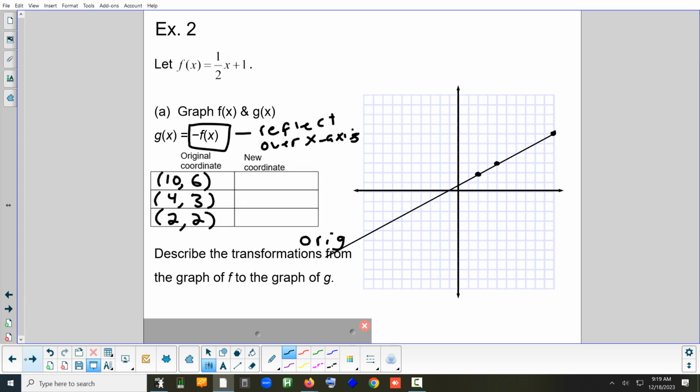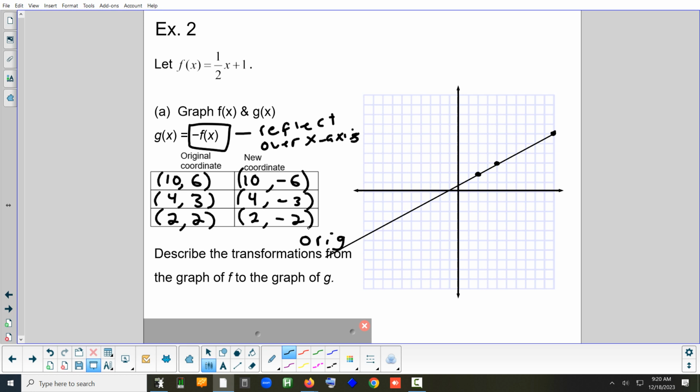So let's look at the problem. Which ones are the y values here? The 6, 3, and 2. Yep. So the 10 and the 4 and the 2, those aren't changing. Now we have to make all y values the opposite. What's the opposite of 6? -6. And the opposite of 3? And the opposite of 2. By making all the y values the opposite, you should have just done a reflection over the x-axis.